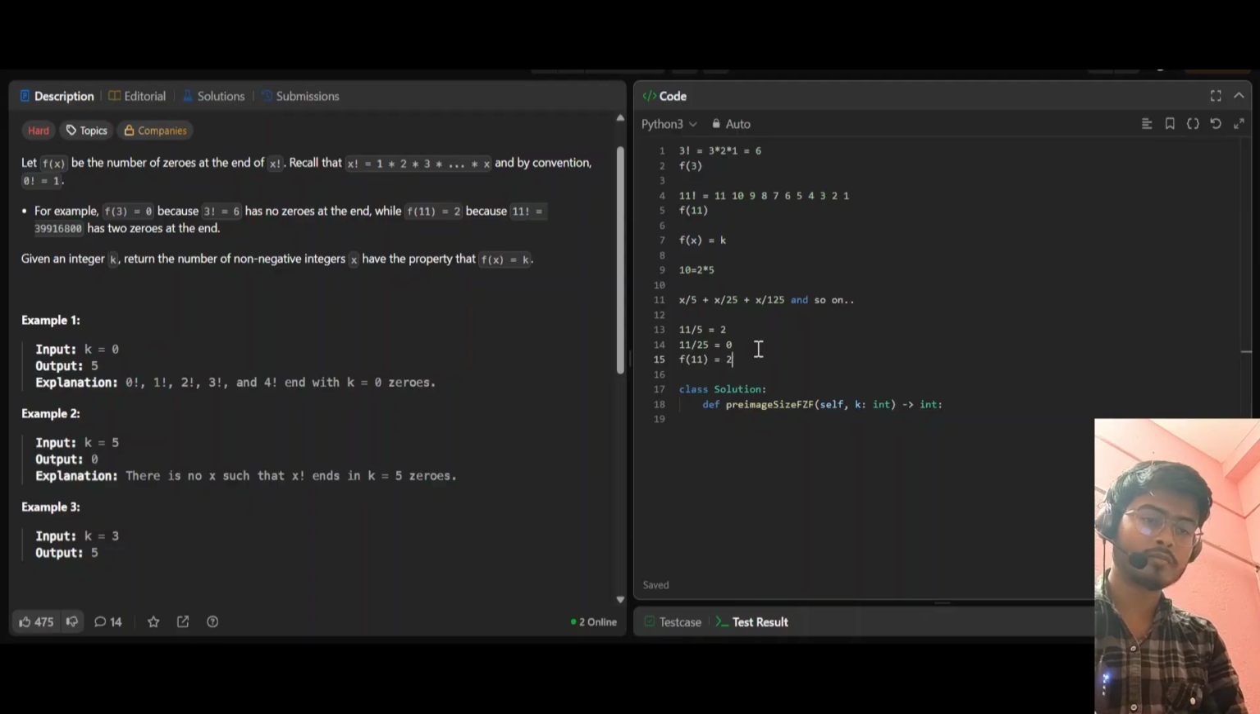Now let us create a helper function called trailing zeros. We will use this trailingZeros function to receive a number x and calculate the number of trailing zeros in x factorial.